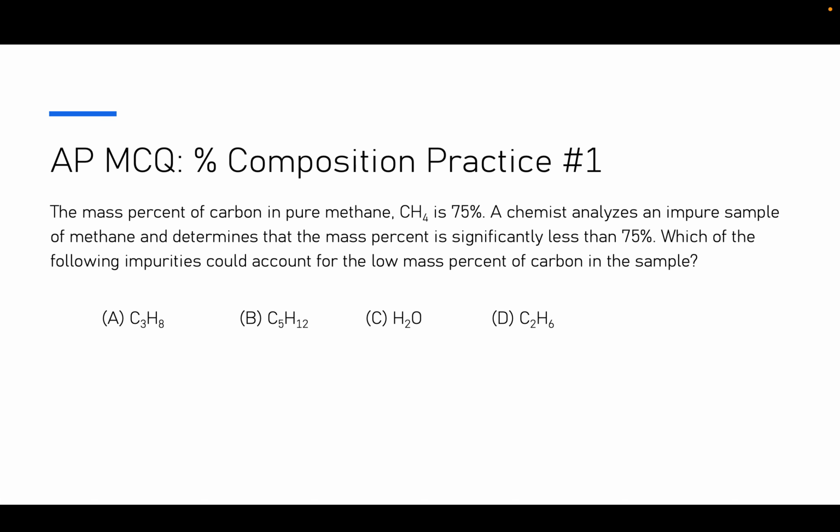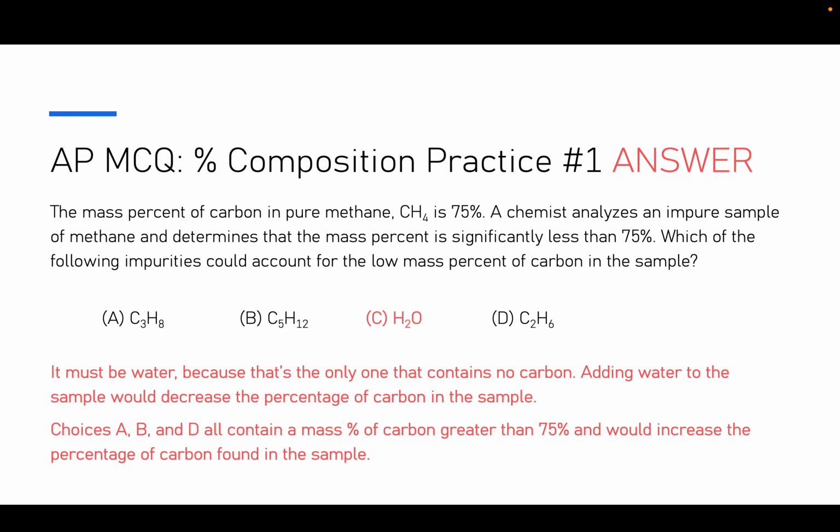The question is, the mass percent of carbon in pure methane is 75%. A chemist analyzes an impure sample of methane and determines that the mass percent is significantly less. Which of the following impurities could account for the low mass percent of carbon in the sample? So it's multiple choice. Here are your options. Which one of these, when added to their sample by mistake, would artificially reduce the mass percent calculated for carbon? Take a moment.